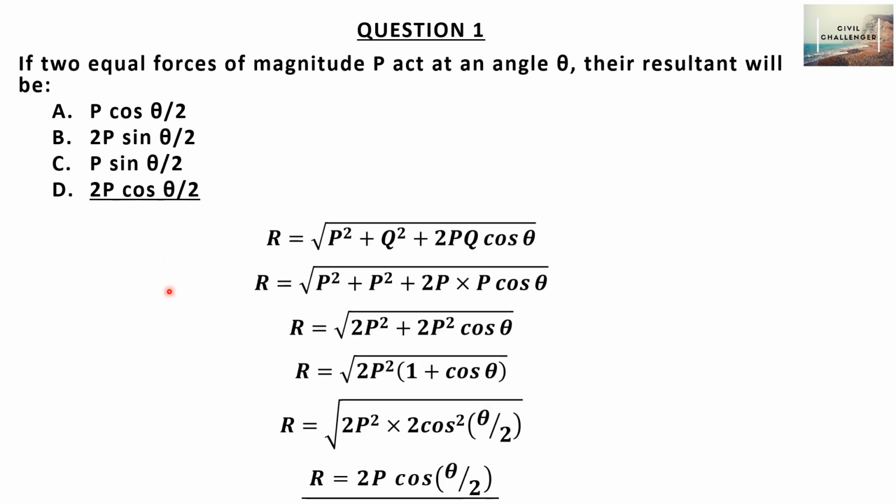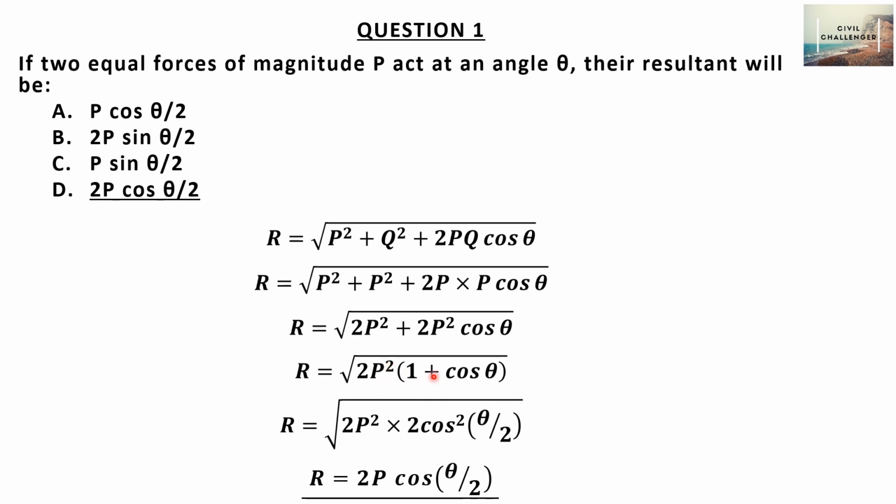We know that the resultant force is calculated from the equation R is equal to square root of P square plus Q square plus 2PQ cos theta. Here the magnitude of both forces are same. So substituting these, we'll get R is equal to square root of P square plus P square plus 2P into P cos theta. Simplifying, we'll get R is equal to square root of 2P square plus 2P square cos theta. Taking the common factor 2P square, we'll get R is equal to square root of 2P square into 1 plus cos theta.